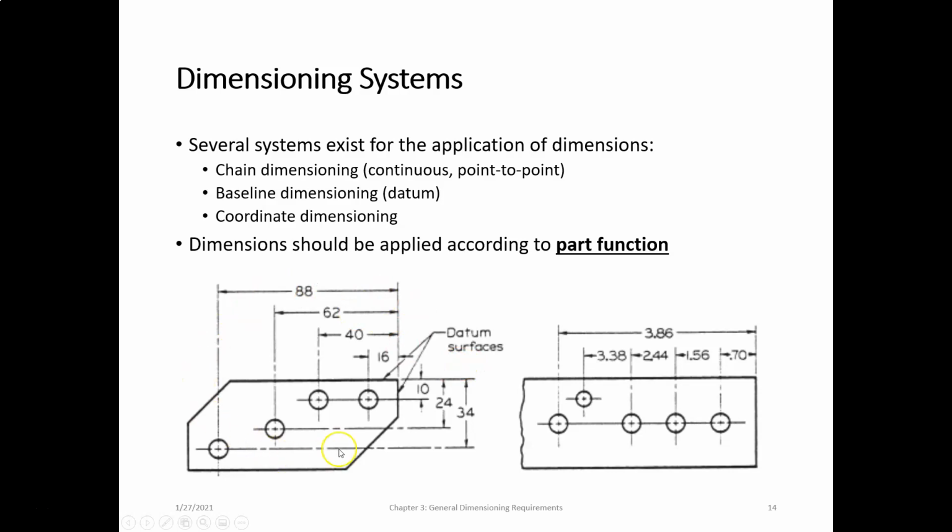An example of a datum or baseline dimensioning system is shown here. In this case, we establish some datum surface right here, and then all the dimensions start from that. So a datum surface or baseline surface, and then all the dimensions go from that. In the chain or continuous dimensioning system, we again establish a baseline surface, but then we chain the series of dimensions from one to the other. So these holes are dimensioned based on their previous hole, the other holes, so to speak.